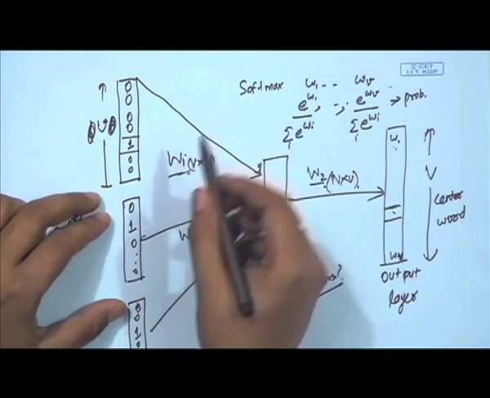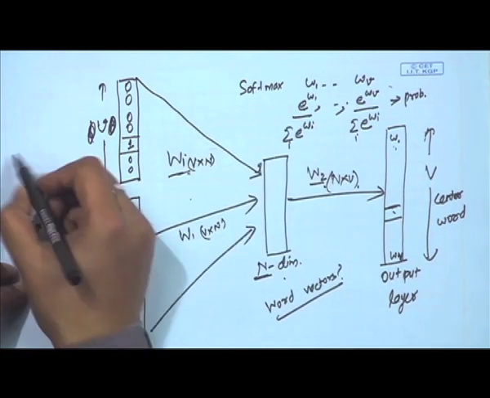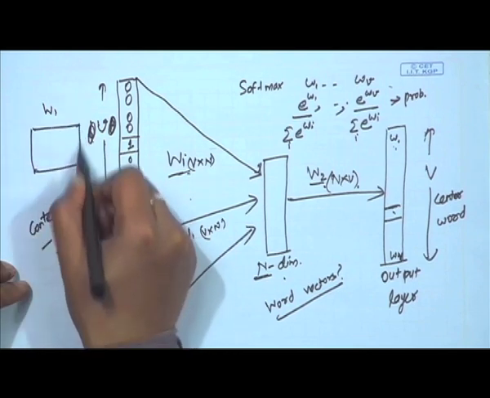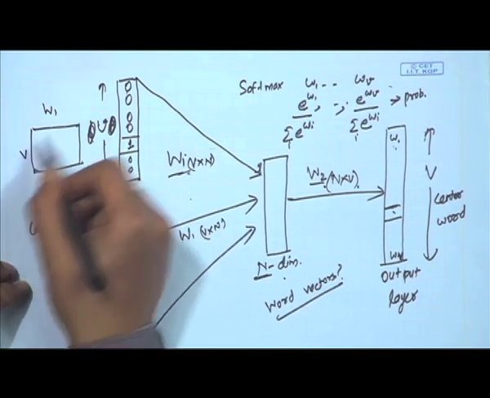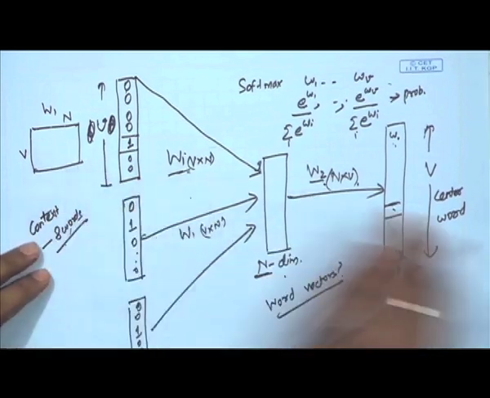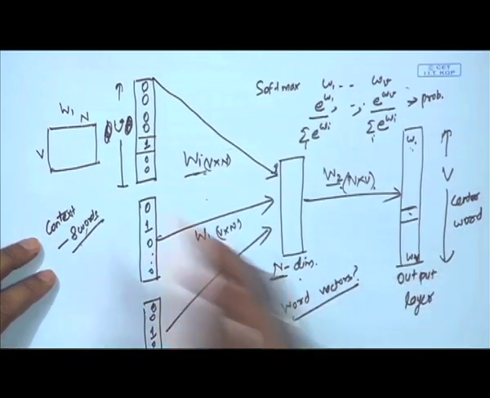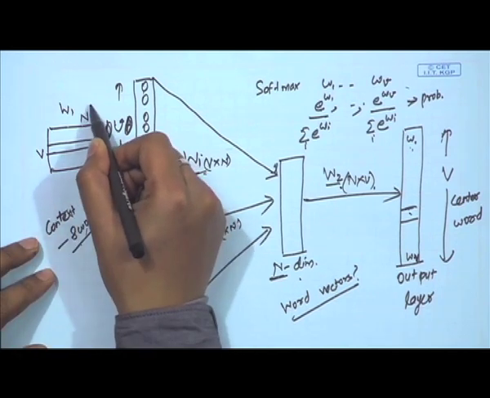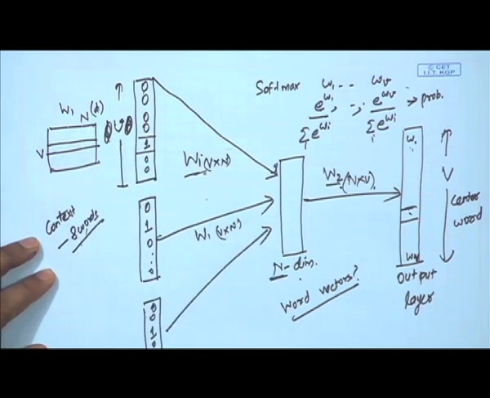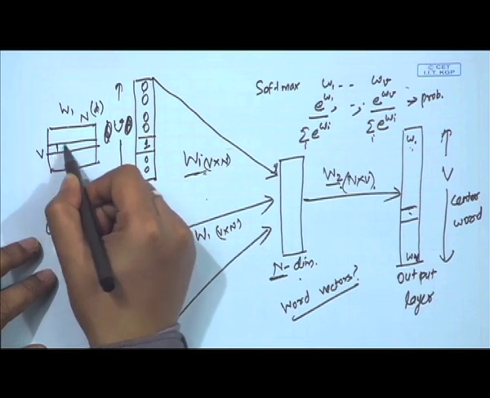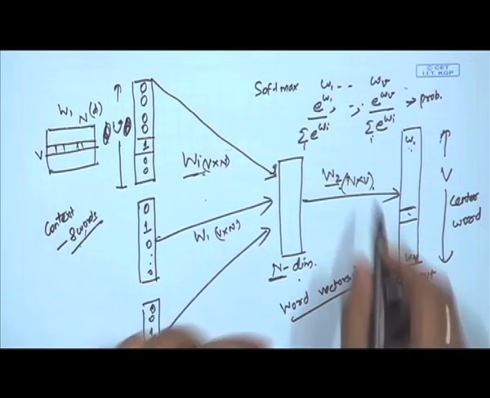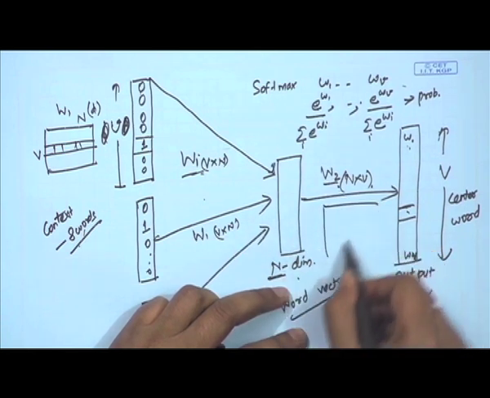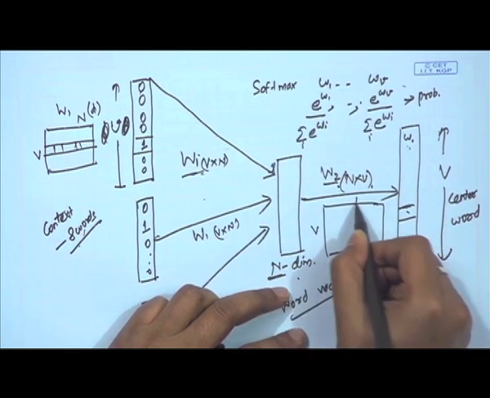So W1 will be of size V cross N. So you can take any vector and get an n dimensional representation, and this n you can also think of as your d dimensional representation. So for each word you are getting a d dimensional vector. Similarly for W2, if you take a transpose you will get a V cross N representation.